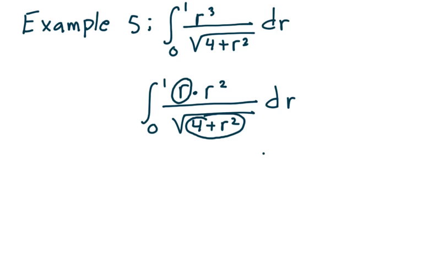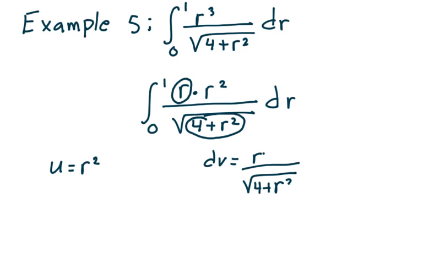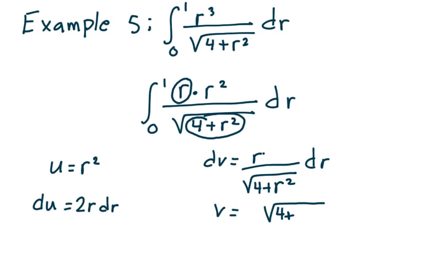And so what I'm going to do is let u equal r squared, and I'm going to let dv be r divided by the square root of 4 plus r squared dr. And so du is 2r dr, and v is going to be the square root of 4 plus r squared.